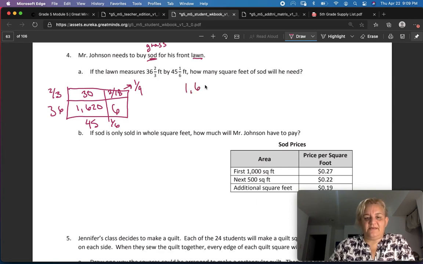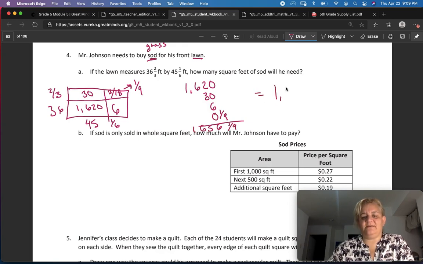How many square feet of sod will he need? Well, 1,620 plus 30 plus 6 plus 1/9. And actually, I'm going to erase that. I'm going to draw 0 and 1/9, so I can add in a row 6, 5, 6, 1, and 1/9. So 1,656 and 1/9 feet squared.